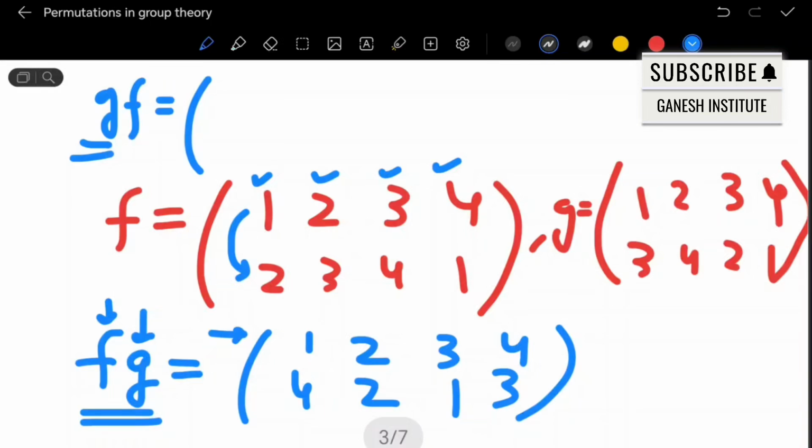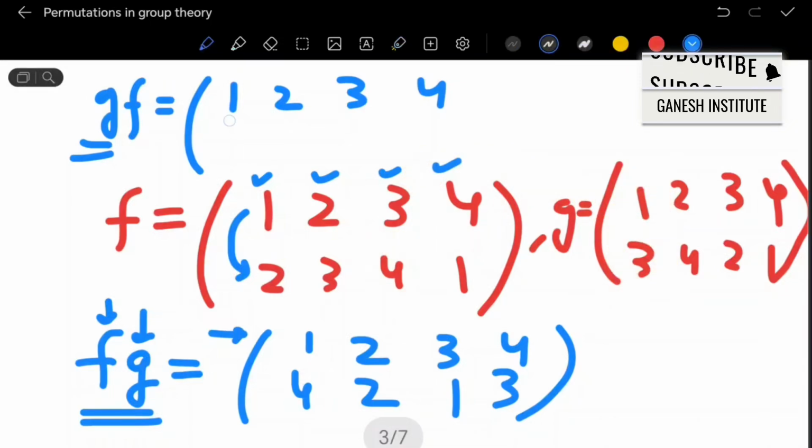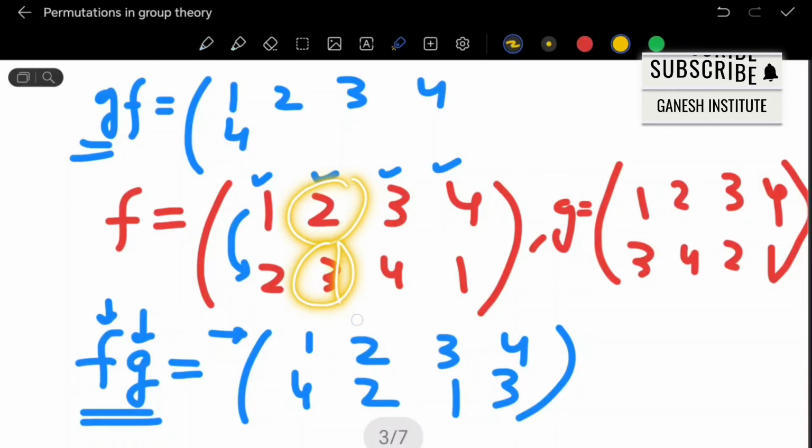Now first is G, so write down the elements of G first. 1 2 3 4. Now here you can see 1 is mapped with 3, but 3 in F is mapped with 4. So 1 by 4, correct? Then you have 2 mapped with 3, but 3 here is mapped with 2. Correct?